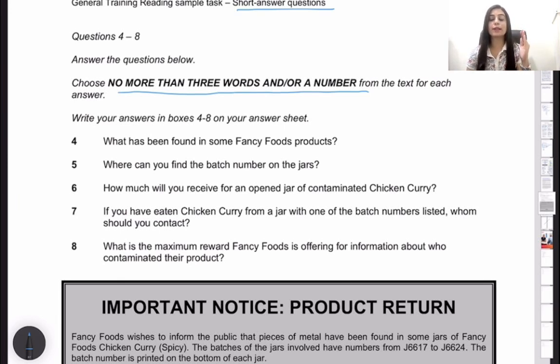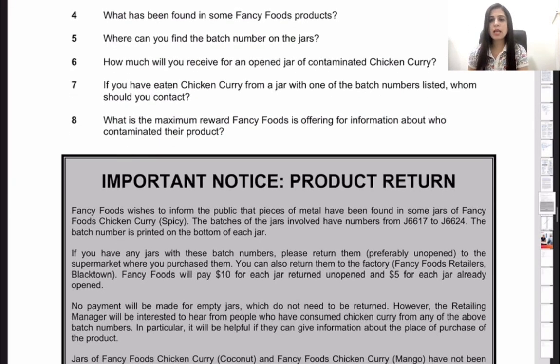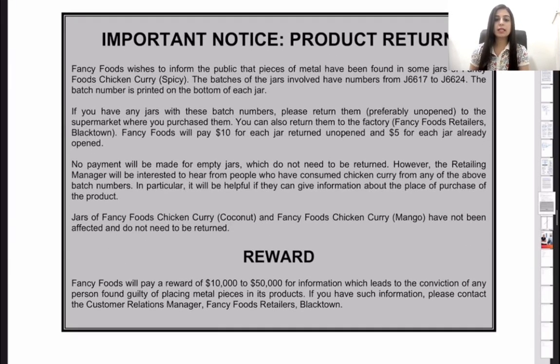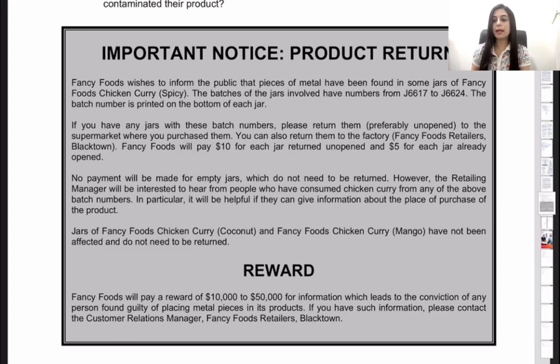You don't have to write more than 3 words and or a number. If you exceed the word limit, you will end up scoring 0 in that particular question. Write your answers in the boxes 4 to 8 on your answer sheet. We can ignore that part. Let's move on to the title of the passage so that we have some idea about what we can expect when we start reading it. Important notice. So it's a notice, it's not really a complete passage, it's a notice. It's in the shape of a box as well.